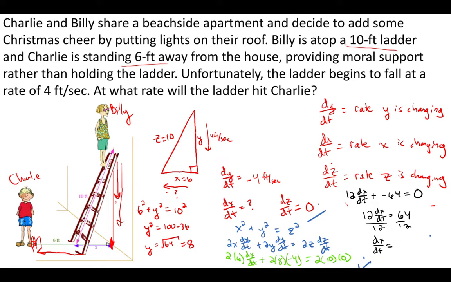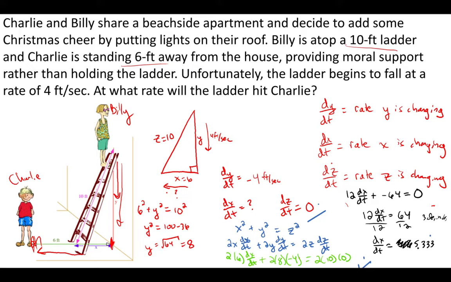equals, and it's okay to go ahead and write this as a decimal. On the AP test, for rounding, you always want to keep 3 decimal places unless it says otherwise. So when we do 64 divided by 12, that's 5.333.